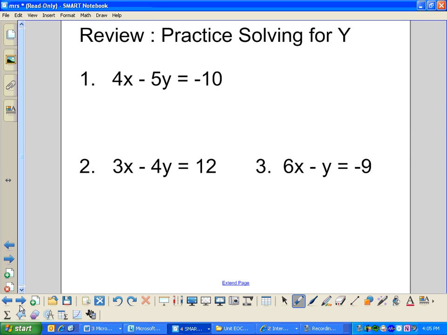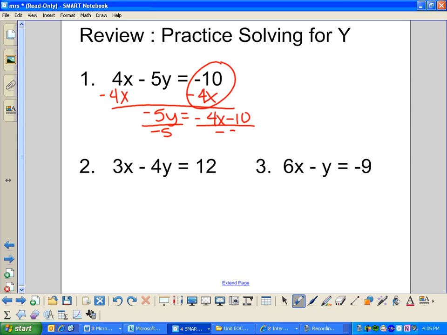So I want to get y by itself, so I'll subtract 4x from both sides. I end up with -5y equals, these are not like terms, I can't combine them, I got to keep them separate. -4x minus 10. And I want y by itself, but it's multiplied by -5, so I have to do the opposite, or the inverse function, which is to divide by -5. And if I divide this side by -5, I've got to divide the whole thing by -5.